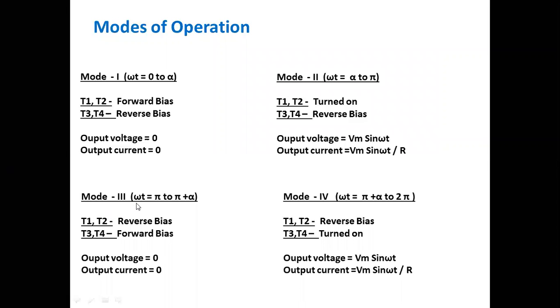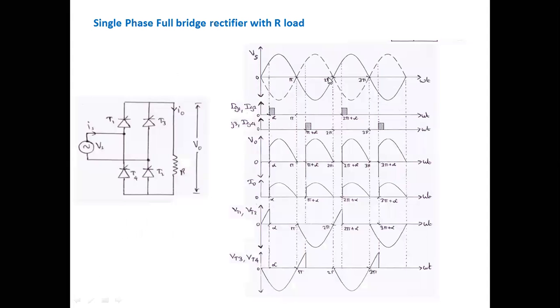In mode 3, omega t is equal to pi plus alpha: T1 and T2 are reverse biased, T3 and T4 are forward biased, output voltage and output current are 0. And this is mode 4, between omega t equal to pi plus alpha to 2 pi: T1 and T2 are reverse biased, T3 and T4 are turned on, output voltage is Vm sin omega t and the output current is Vm sin omega t by R. And after 2 pi, the waveform repeats itself. So the waveform of output voltage and output current also repeats itself. This is the working of single phase full bridge rectifier with R load.